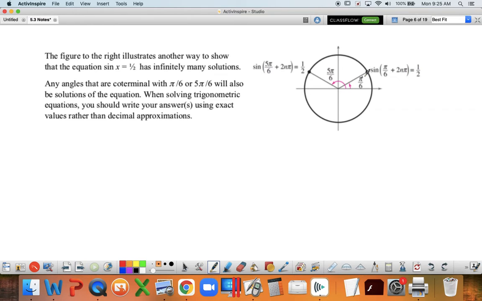Here's that representation again. We know that the sine of pi over 6 is 1/2 and the sine of 5 pi over 6 is 1/2, but we have to consider every coterminal angle with those angles as well.